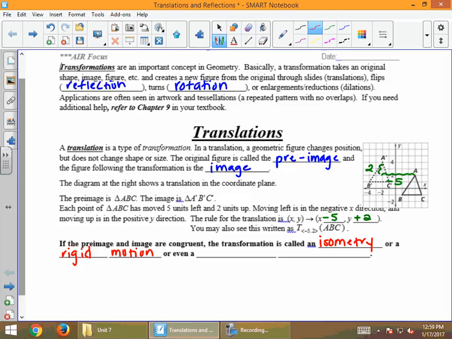That just means the original figure that you moved did not change size or shape. You just moved it. Okay? So the starting image and the ending image are exactly the same. You didn't change the size or the shape. That's all those words mean. It's also called a congruence transformation. We'll talk about that later down the road. That's another phrase for it.